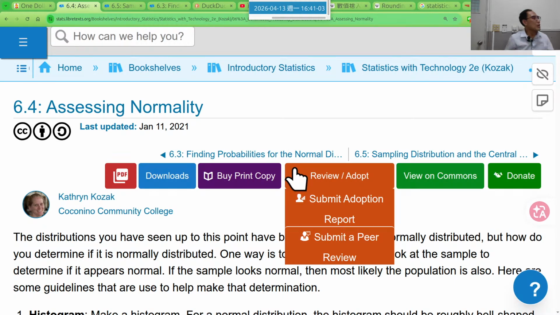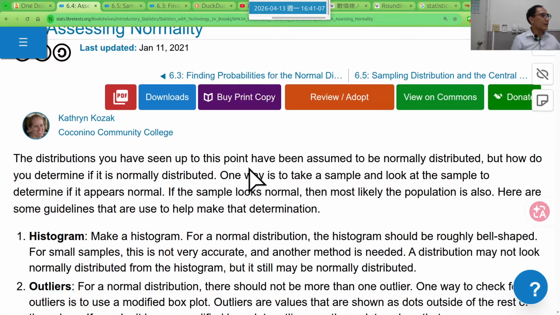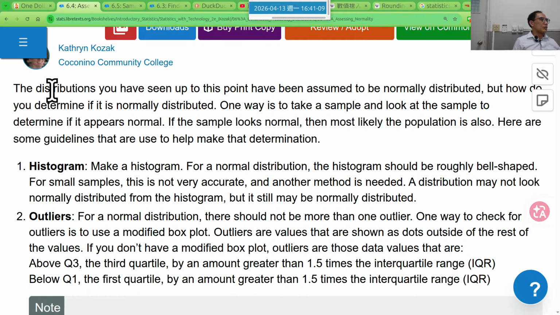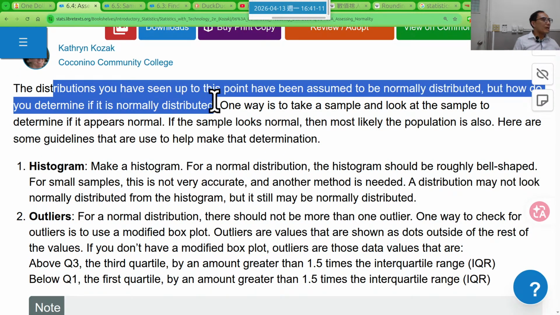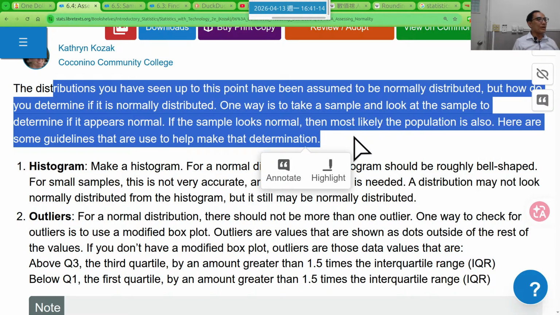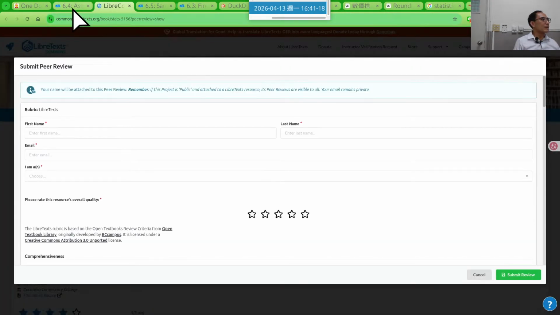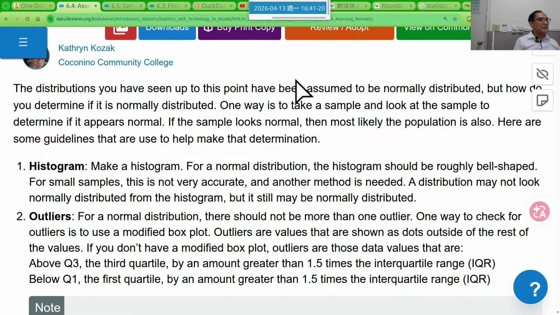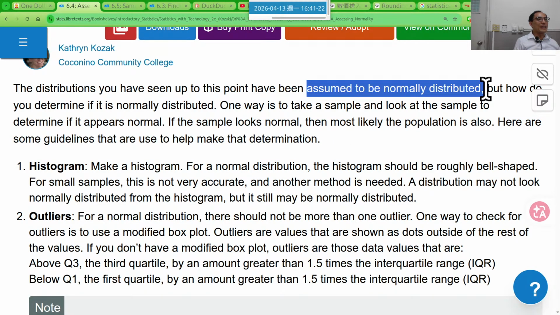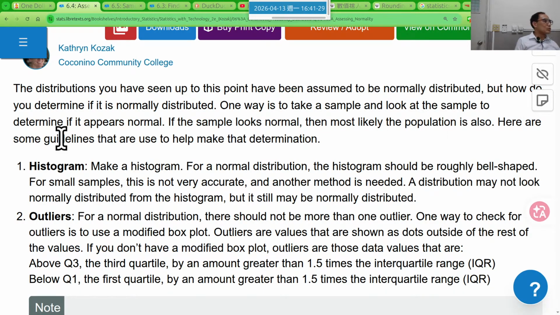Let's check section 6.4, assessing normality. The distributions you have seen up to this point have been assumed to be normally distributed, but in the real world, maybe they are not. How do you determine if a distribution is normal?